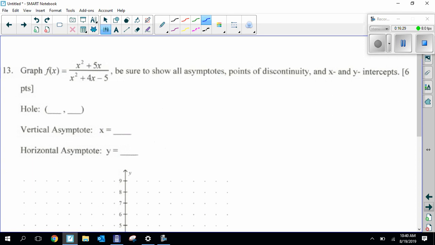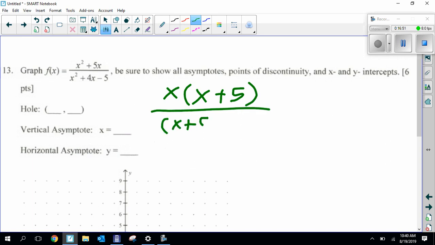All right, graphing our rational function. To get asymptotes or holes, it specifically asks for holes here, so make sure that you are factoring everything and canceling out, because that's where holes happen. Factor the top, you get x times x plus 5. Factor the denominator, you get x plus 5 and x minus 1. The x plus 5's cancel. So that means there's a hole when x is -5.